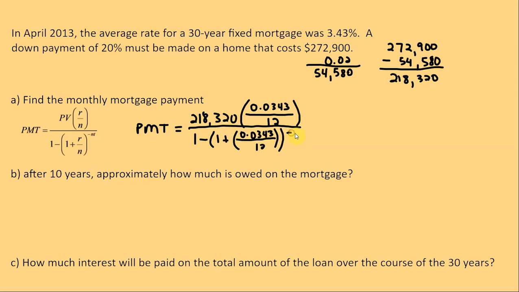So it's raised to the negative 12, because that's the number of payments per year, times the number of years. It's a 30-year mortgage, so times 30. Okay, so all of that needs to be put in your calculator, and that would give us a monthly payment of $917.84.